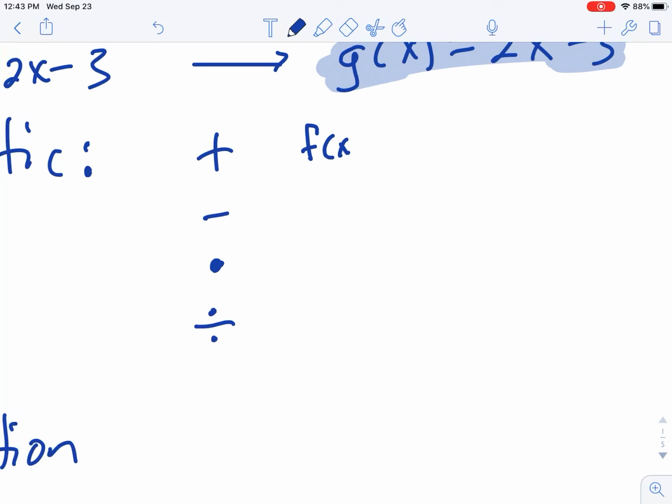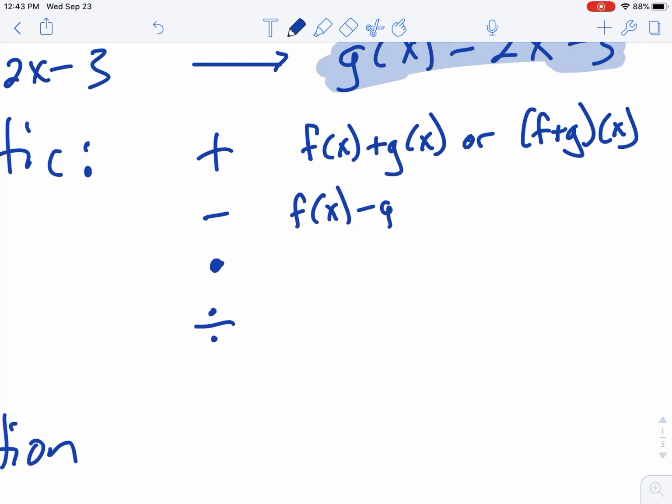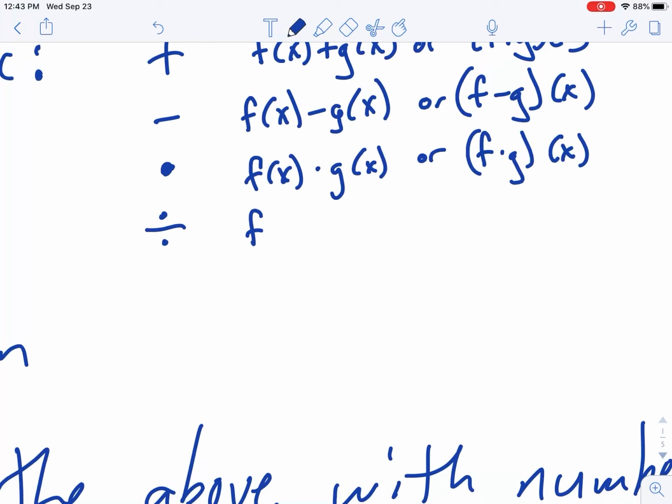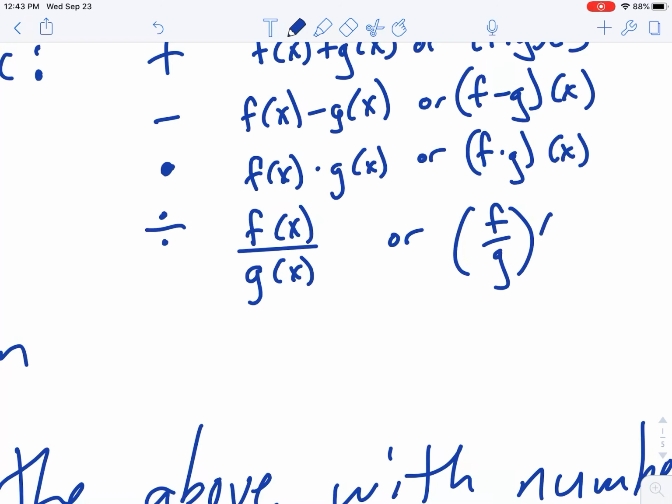You can write f of x plus g of x, or it could be written f plus g of x, but those mean the same thing. Similarly, f of x minus g of x could be written f minus g of x. f of x times g of x could be written f times g of x. And then for divide, f of x over g of x. Usually the fraction bar is used for divide, not necessarily, not always, but usually. Or it could be f over g of x.